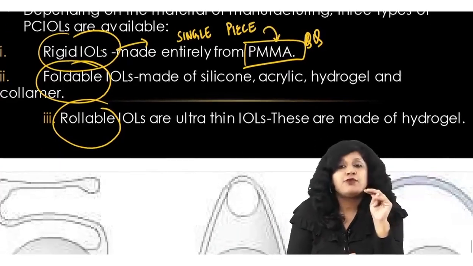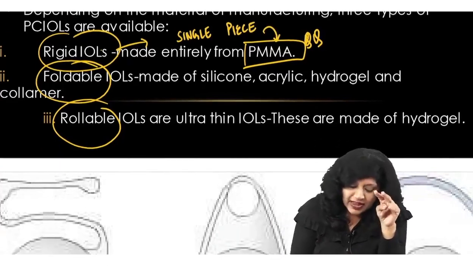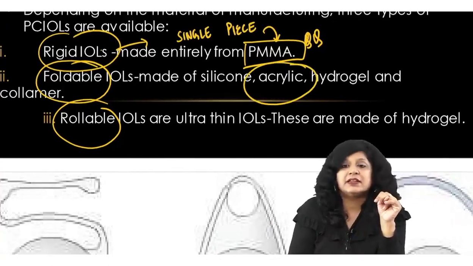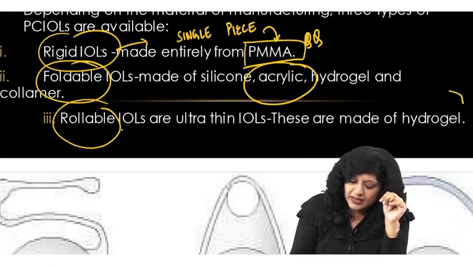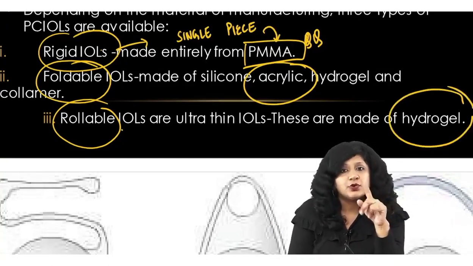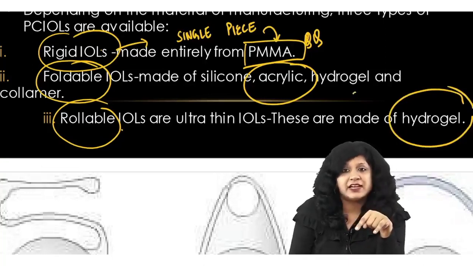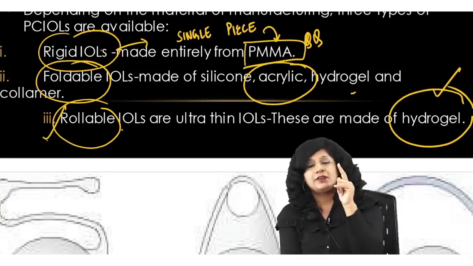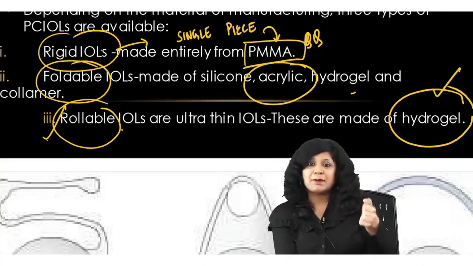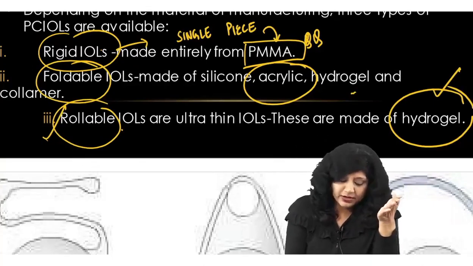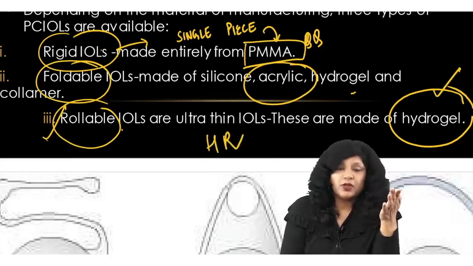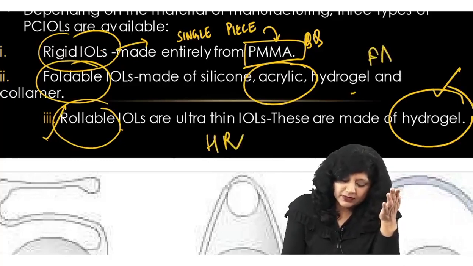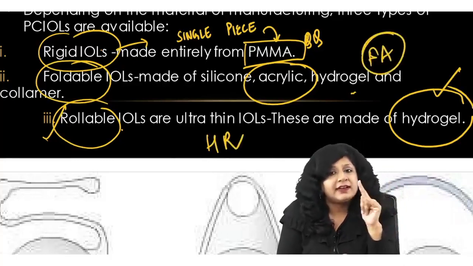Then we have the foldable IOLs. Foldable IOLs are mainly made up of acrylic, and the rollable IOLs are made up of hydrogel. Now, do you know why I have not ticked hydrogel here? Because hydrogel is in the rollable also. So when it comes to hydrogel, you have to remember the R for rollable, while you have to remember the A for foldable with acrylic.